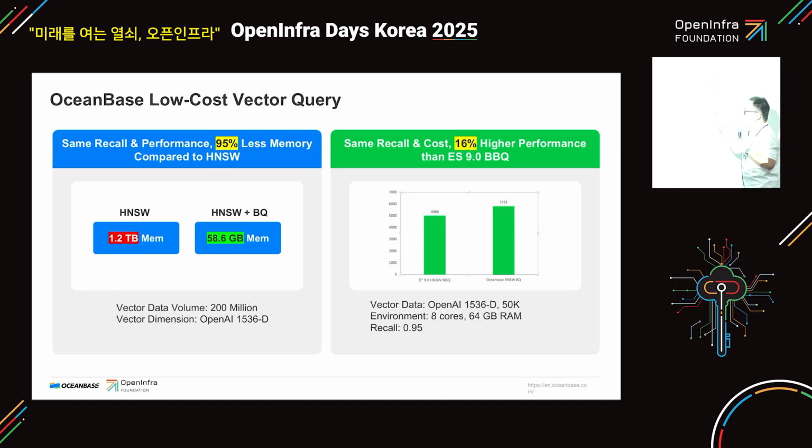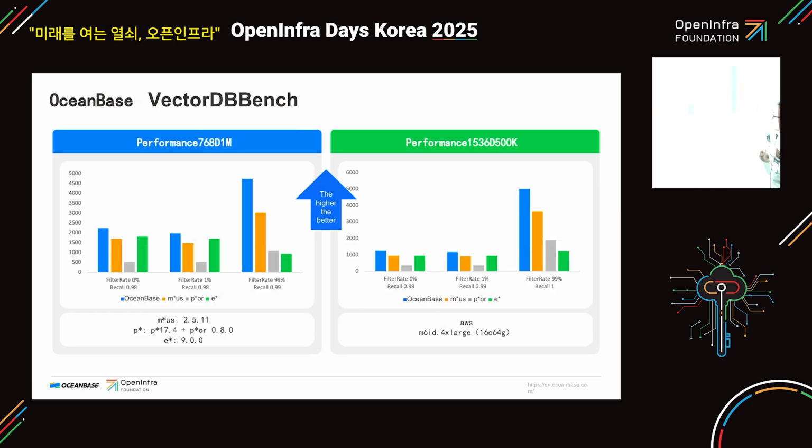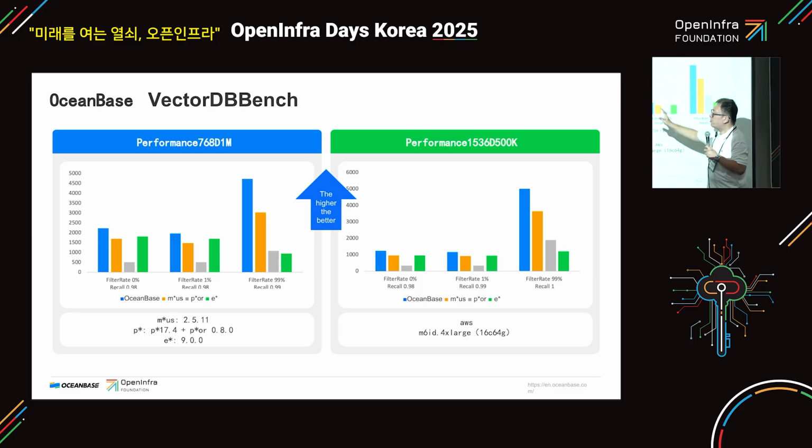Compared to Elasticsearch version 9, OceanBase gains 16% higher performance. Next, let's use VectorDBBench to compare the database performance between OceanBase and other vector databases, such as Milvus and Elasticsearch. From these two figures, we can say OceanBase also has the best performance under different data specifications.